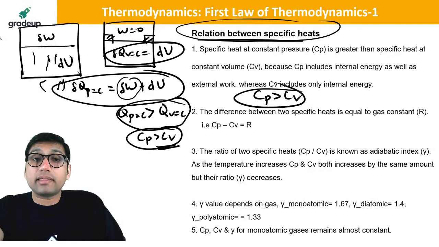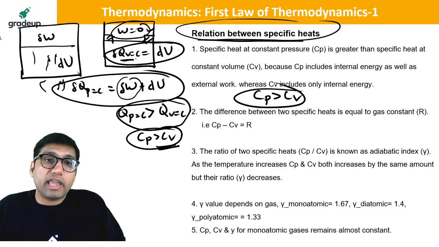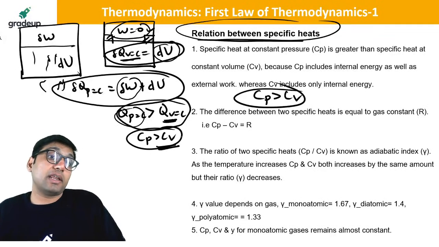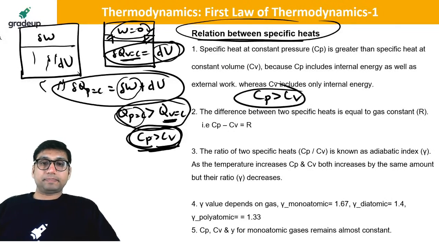When you heat a system at constant volume, no work is obtained, work is 0. So all the heat goes into increasing the internal energy. Here we require less heat. At constant volume we require less heat as compared to at constant pressure. So that is why heat at constant pressure is more than heat at constant volume, and that is why Cp is greater than Cv.